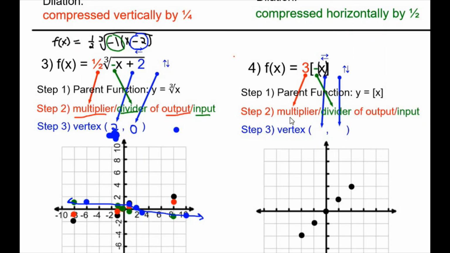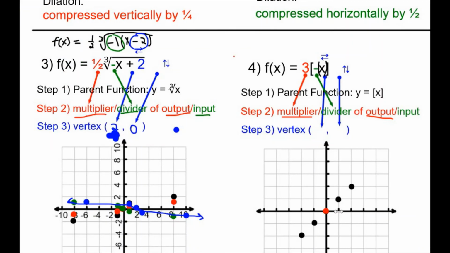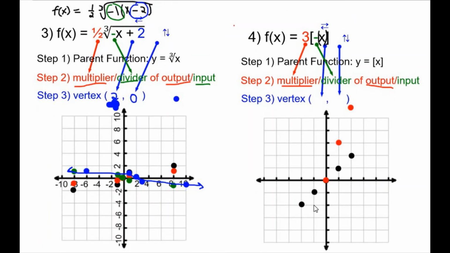I then have a multiplier that I need to multiply the output values. Remember, outside the grouping symbol, output values. They're going to be multiplied by 3. This one will stay at 0, but this one that's at input 1, output 1 will now be input 1, output 3. And this one at input 2, output 2 will be input 2, output 6. It's just a little over, so I don't think anybody would mind if we just put it right there. This one will be -2, and this one will be -6, a little bit down here.